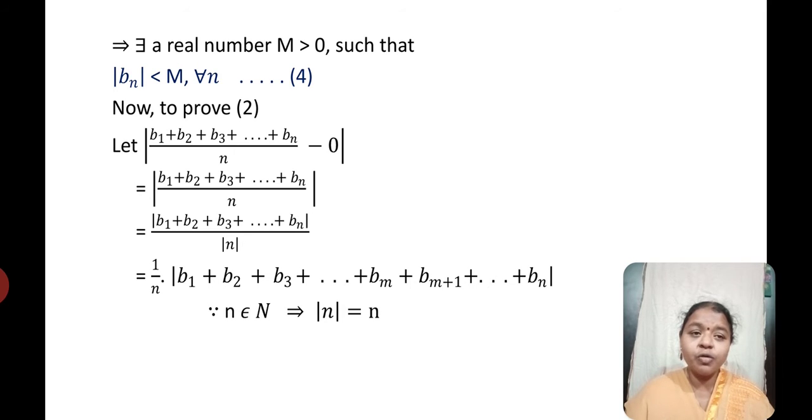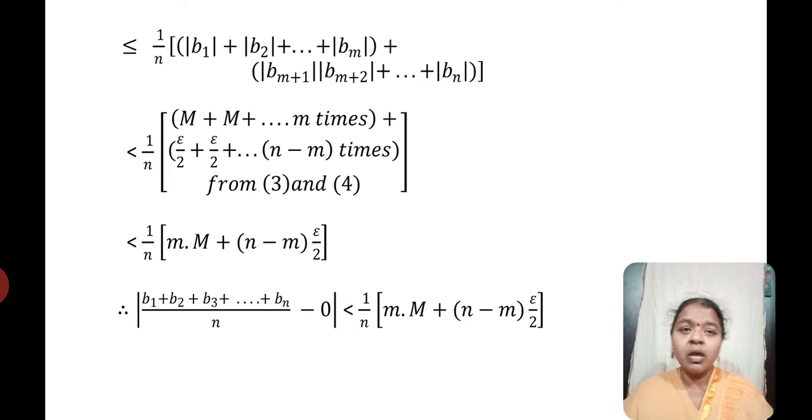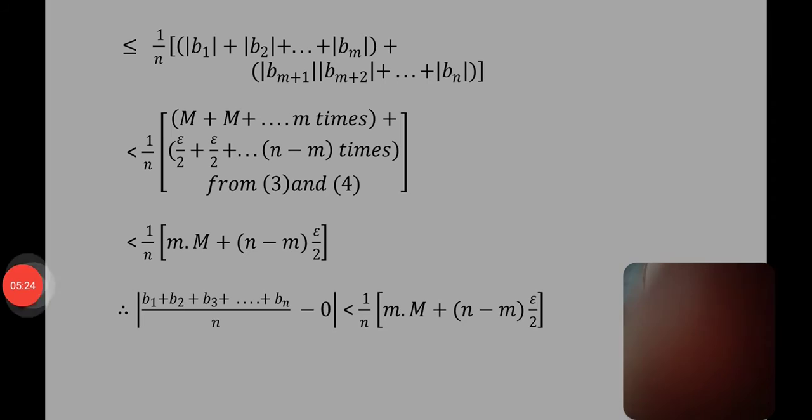Now let's write down a few terms in between, plus b_(m+1) plus and so on bn. Next, let's group certain terms. Since I'm taking the individual modulus, it will be less than or equal to 1 by n into, in the first bracket I would be writing mod of b1 plus mod of b2 and so on, mod of bm. After taking m terms, the next terms are grouped as mod of b_(m+1) plus mod of b_(m+2) plus and so on plus mod of bn.